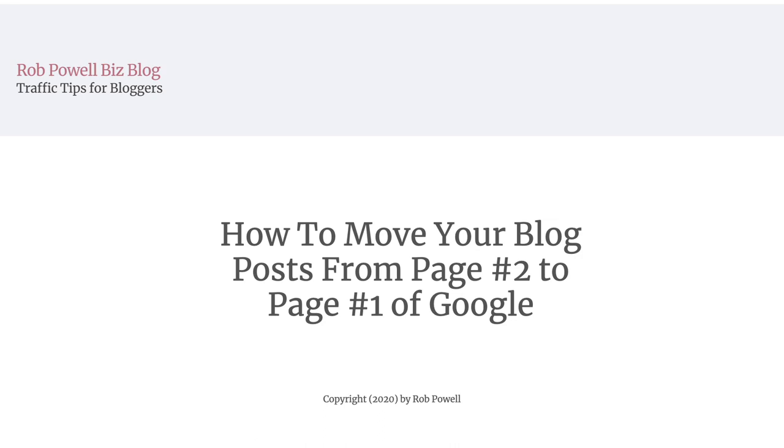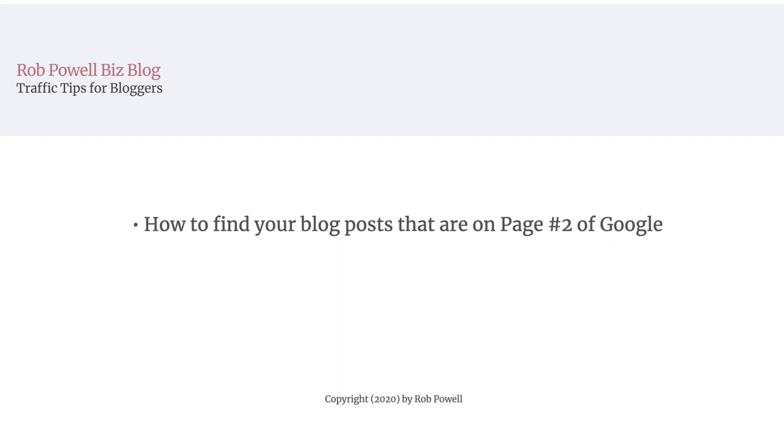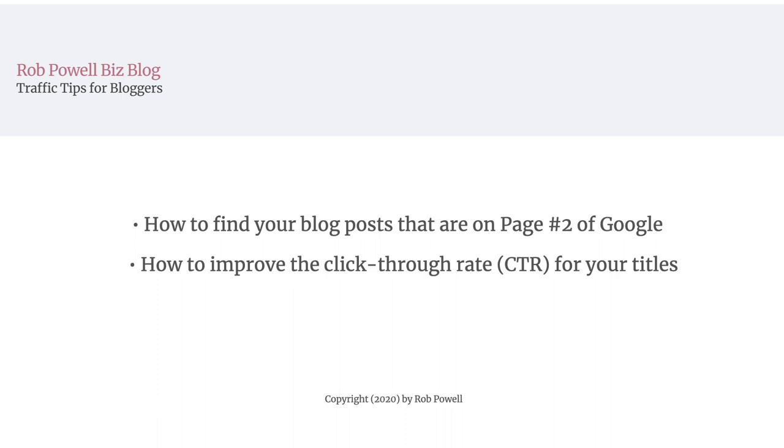In this video, I'm going to do two things. I'm going to show you how to find your blog posts that are stuck on page 2 of Google, and I'm going to show you how to improve the click-through rate on your SEO titles so as to move those pages up from page 2 onto the first page of the search results. And the way we're going to do this is by using power words in your SEO title.